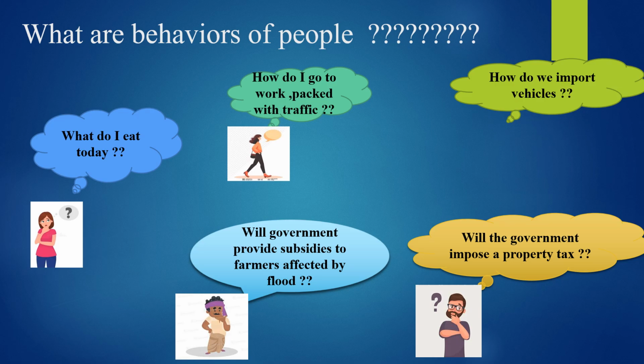What are behaviors of people? Here we discuss what is the economic behavior of people. Economic behavior refers to the actions individuals take related to work, buying, savings, investment, and consuming.